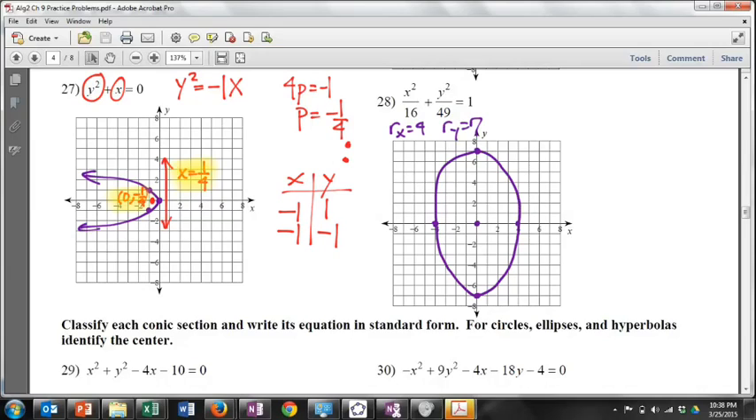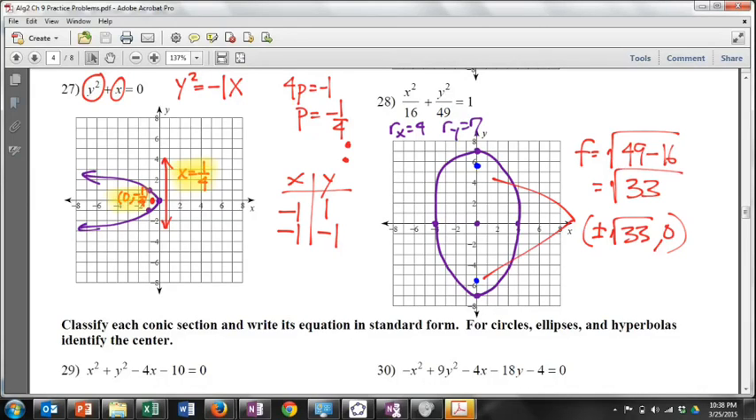Now I need to find the focus. F is equal to the square root. In this case, it's going to be 49 minus 16. Remember, it's minus for ellipses, plus for hyperbolas. So this is going to be equal to the square root of 33, which is a little less than 6. So we can actually draw these in right here and right here. And I'll write the coordinate value over here. So it's plus or minus root 33, comma 0 as my 2 focus points there.